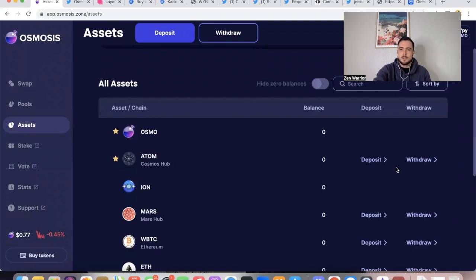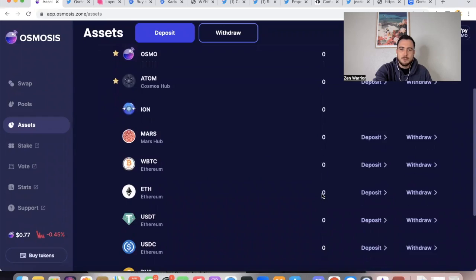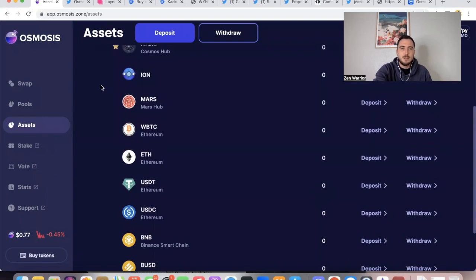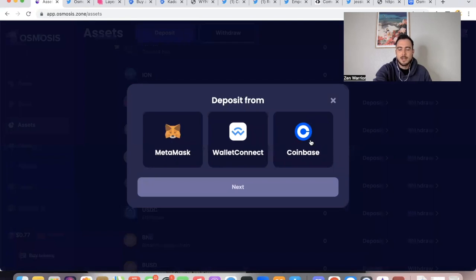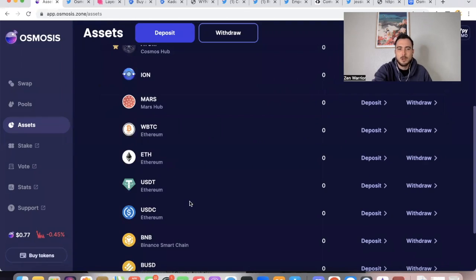I hope you guys enjoyed that video walkthrough of how to use this feature. So just one more time, you're going to go to the Osmosis platform, click on assets, and click deposit on USDC, and you can now sync your Coinbase, your favorite centralized exchange, to onboard directly into your self-custody wallet and trade on the decentralized DEX.